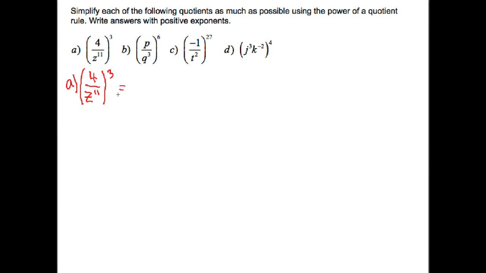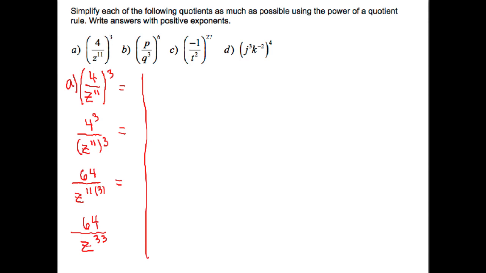So first thing I'm going to do is take the numerator, which has a 4, raise it to the third, and I'll apply the denominator to the third power as well. Now, 4 to the third is 64. 4 times 4 is 16. 16 times 4 is 64. In the denominator, I have z raised to the 11 times 3. And that's because when you raise an exponent to an exponent, you can multiply the exponents. So that leaves us with 64 over z to the 33rd.